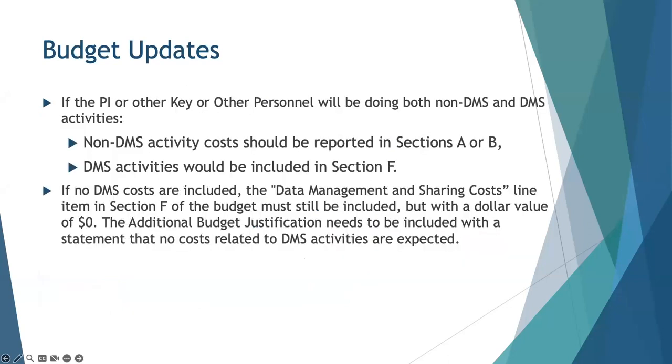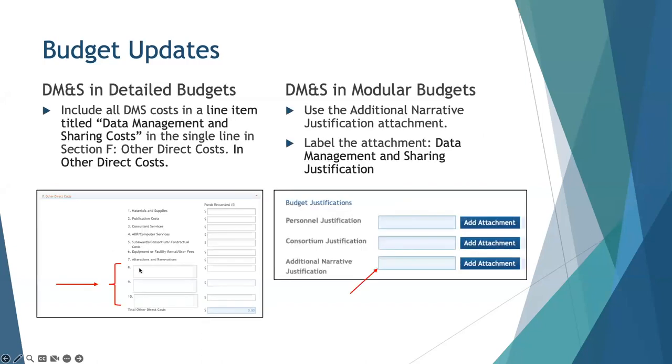So the other thing to be aware of is, and I reached out to NIH on this one because it just wasn't super clear in what they had provided, and they confirmed that if the PI or other of your key or other personnel will be doing both non-DMS roles, so for example, the data collections, and then DMS activities, curating the data to put it into a repository, you split that out. So their non-DMS activities costs, their effort would go in section A if it's the PI or key personnel, or section B if it's other personnel who are doing this. And then their effort for the DMS related activities get included in section F, which is in this line item.